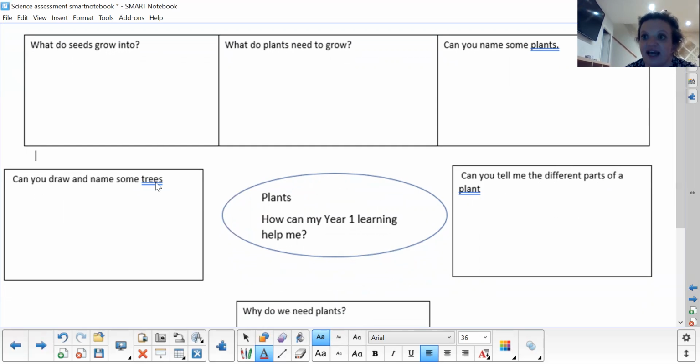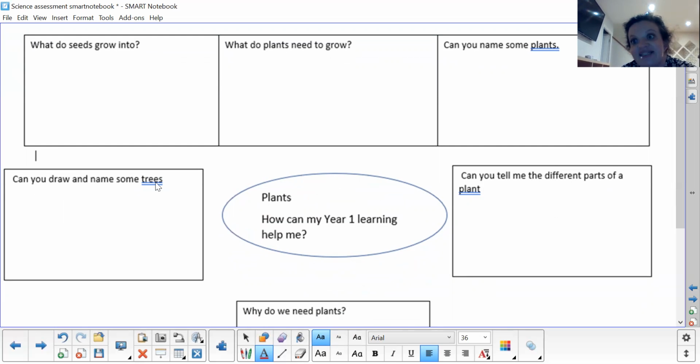So pause the screen now and you can use these questions, write down your answers, and then email them to us at year2@thepalmeracademy.com. And I'll give you some feedback and say which ones you remembered correctly and which ones you might need a bit of help with. Well done for today's science lesson. It's an introduction to our new unit, which is all about plants.